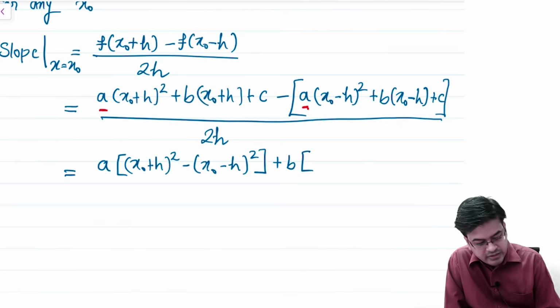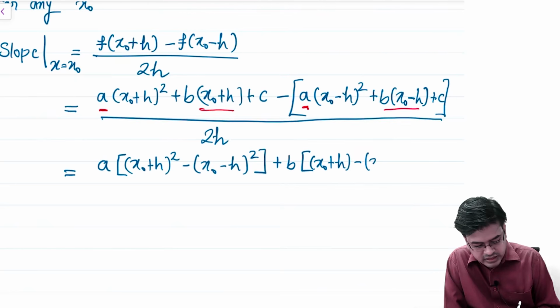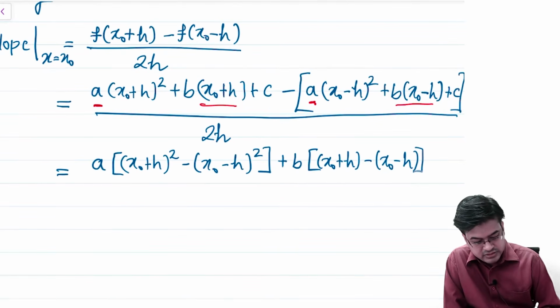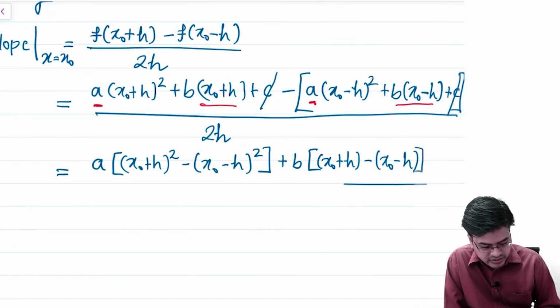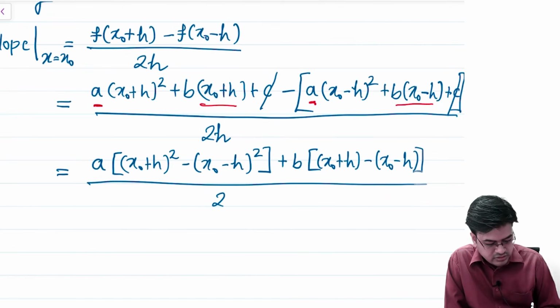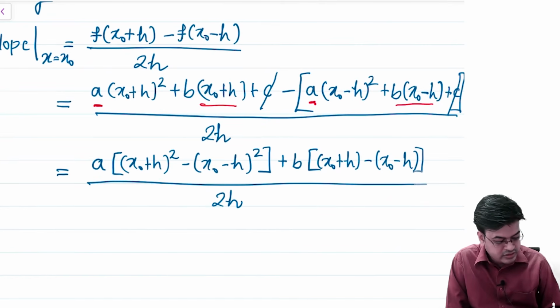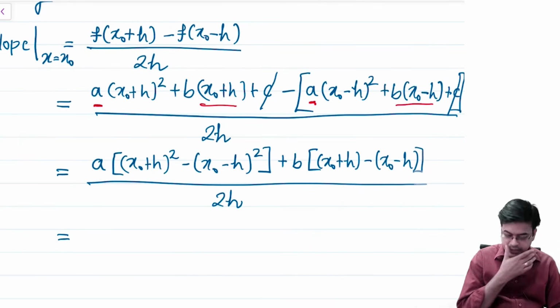that is the second term, I am clubbing in this and this, which will give me x naught plus h minus x naught minus h, and plus c minus c, so c will cancel itself off, so I don't have to worry about that term, upon 2 times h. This will again give me some idea.